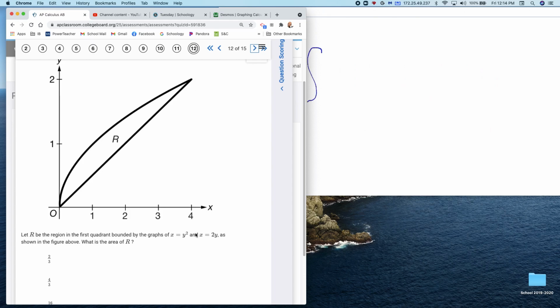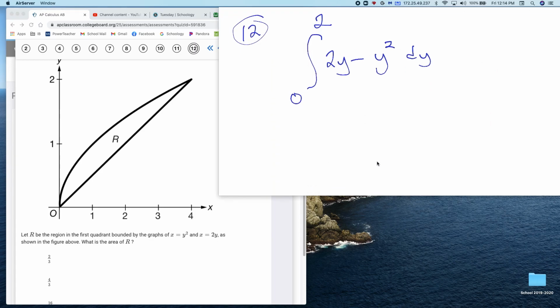from 0 to 2, because that's a y value, and these graphs are in terms of y. I have to flip my head sideways to think, well, this is the top curve, which is 2y, minus the bottom curve, which is y squared, dy. And now I'm going to have to actually integrate this.